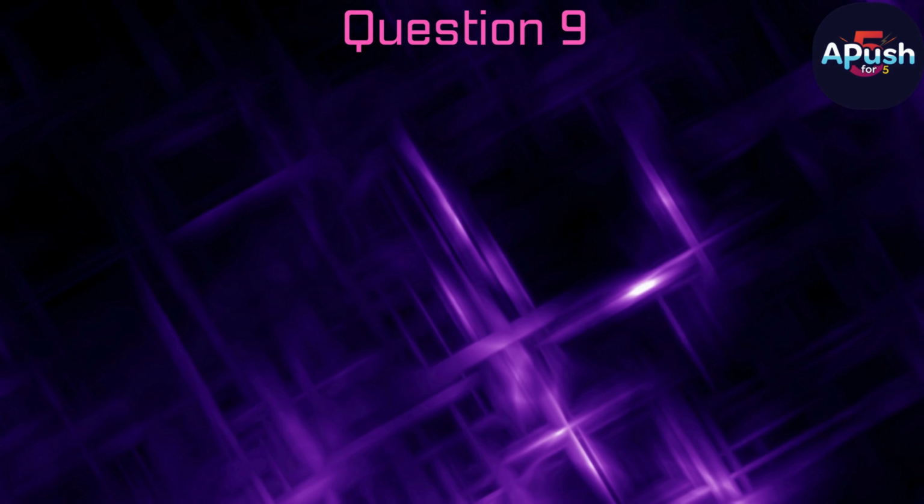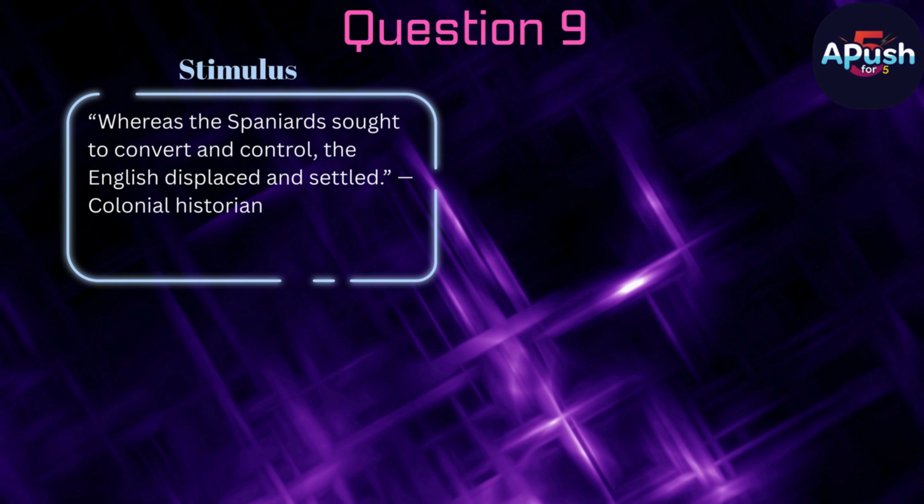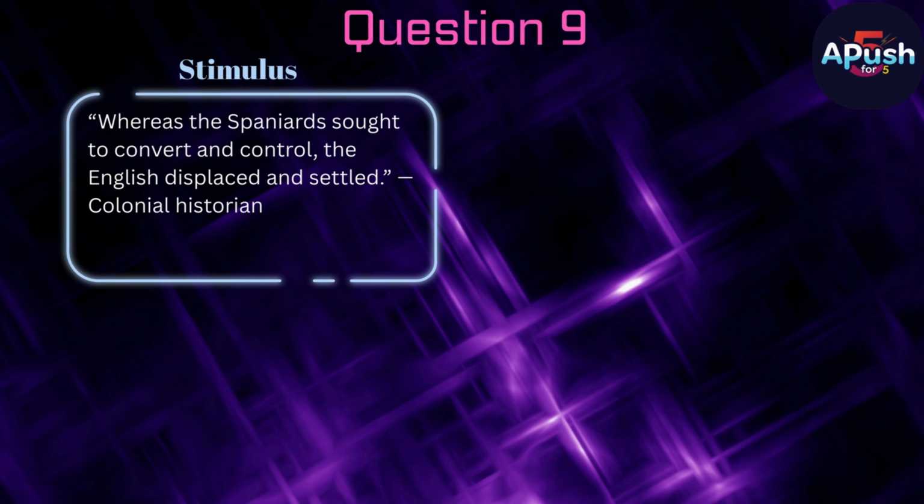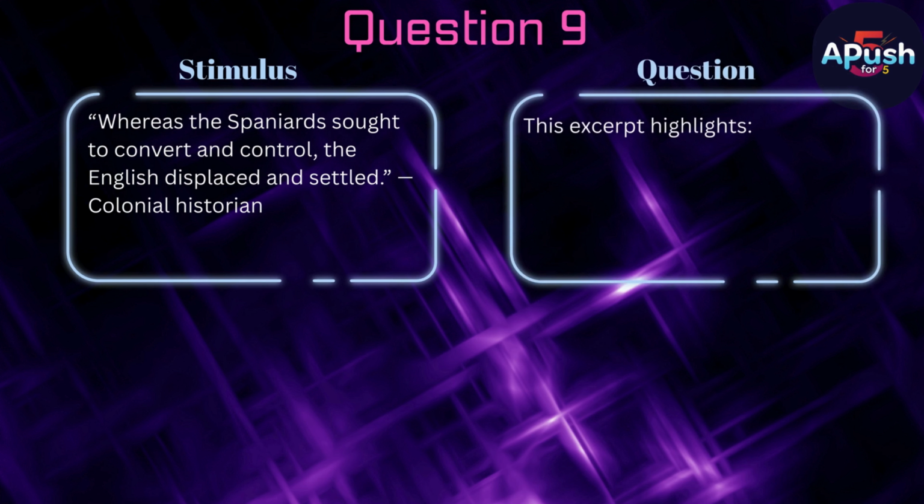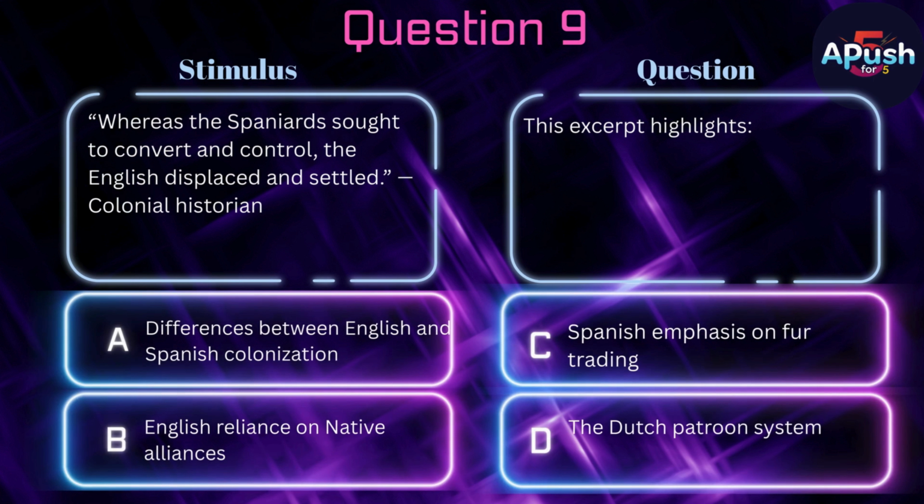Question 9. Stimulus. Whereas the Spaniards sought to convert and control, the English displaced and settled. Colonial historian. Question. This excerpt highlights: A. Differences between English and Spanish colonization. B. English reliance on native alliances. C. Spanish emphasis on fur trading. D. The Dutch patroon system.